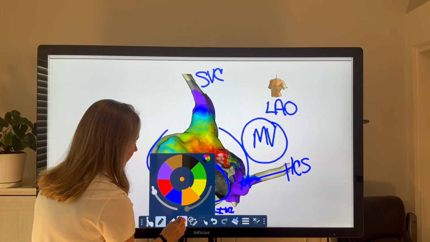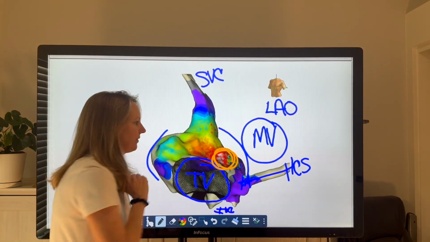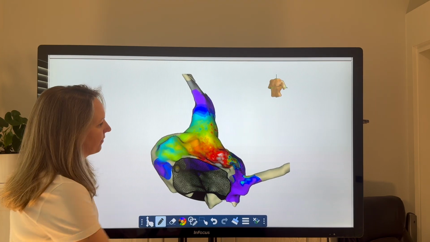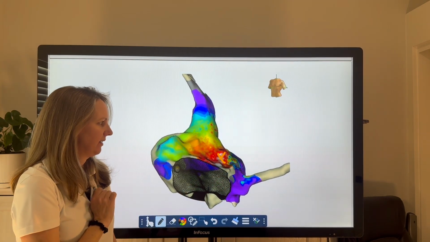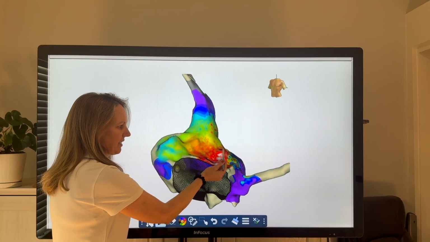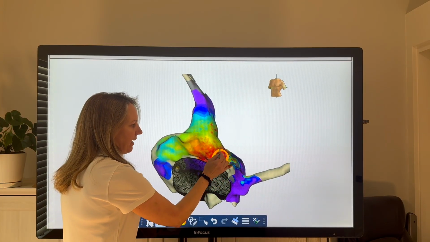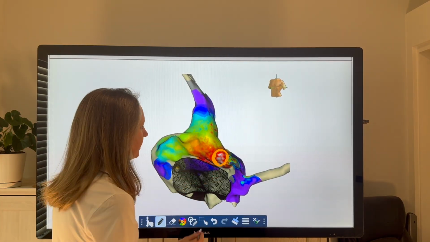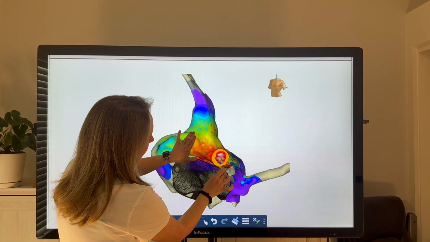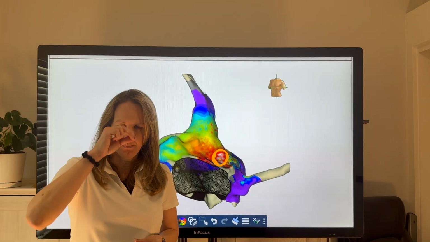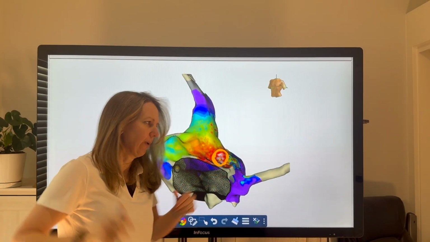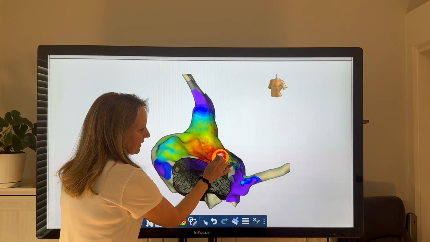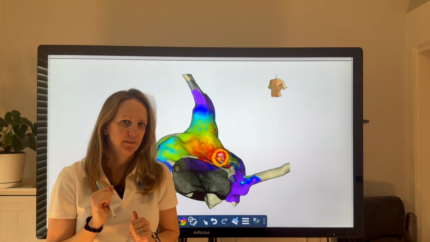And this spot is where our bundle of His is located. That's where we're getting our His signal. So if this is where my His is located, and you can see this is my earliest site. Early site, depending on the mapping system used, is either white or red. Okay, so here that earliest site is white, and then it gets later as it spreads throughout the chamber. It's like if you drop a pebble in a pond, you see those ripples go out. Same with this activation map. Right? So our earliest site is at the same place as the bundle of His.